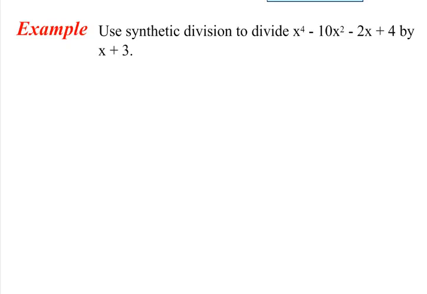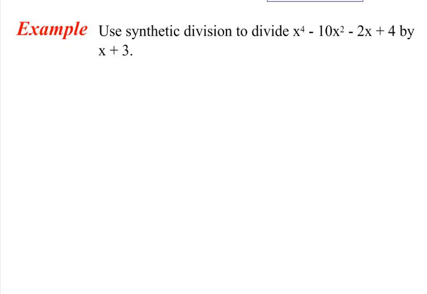Alright, in our second example here, we're using synthetic division to divide x to the 4th minus 10x squared minus 2x plus 4 by x plus 3. The first thing that I'll point out here is, again, we are dividing by a linear factor. That's what allows us to use synthetic division. If it wasn't a linear factor, we'd have to use long division.